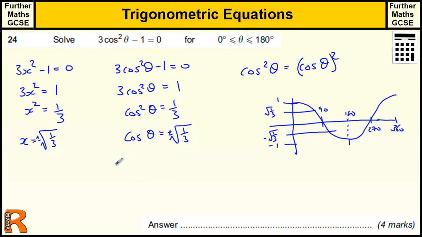So we need to do cos to the minus 1 of the square root of 1/3, and we could use that answer to tell us what the other one is going to be. I'll actually see what the calculator does for the other one, because we want cos to the minus 1 of the square root of minus 1/3. I've got a feeling it's going to give us a negative answer for that, but I'm not 100% sure.